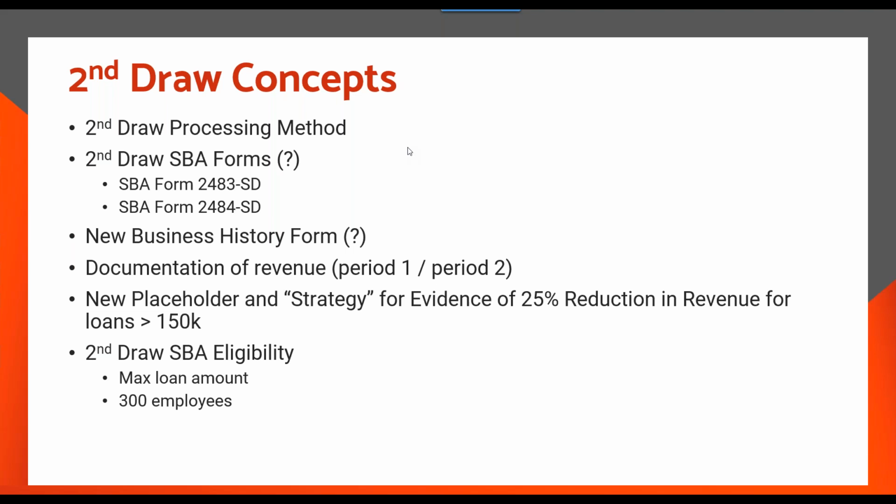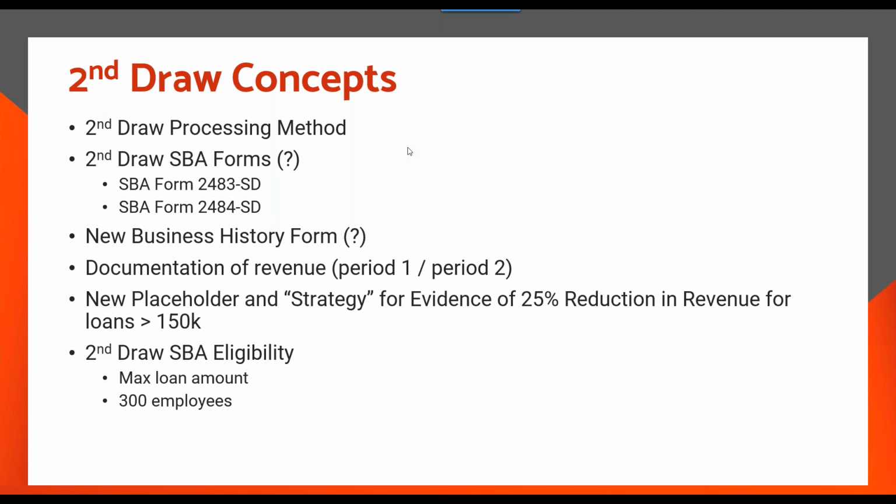Obviously, for repeat borrowers, there will be new forms coming, 2483 SD and 2484 SD. Based on a screenshot we've seen of them, there is a chance that these may be the forms used for both first and second round. Since we haven't seen them yet, we can't confirm that. Obviously, those forms will require us to make changes to the business history form. That's when we ask the PPP applicant a number of questions. Those come from the 2483, so we need that 2483 SD form in order to complete that business history form.